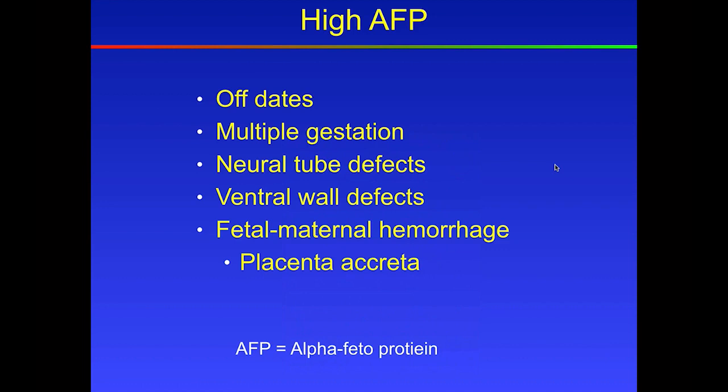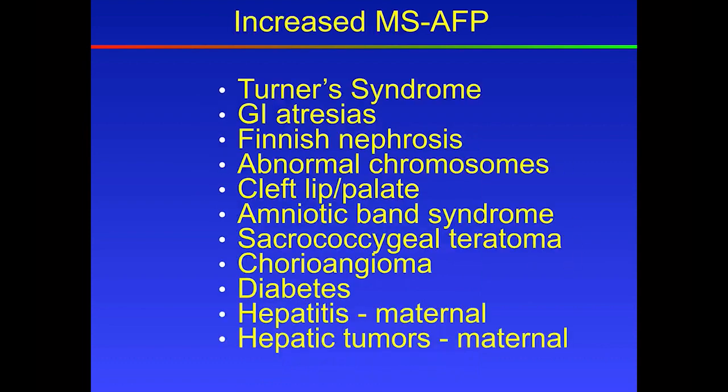And then the most common cause of high AFP is a mixing of blood between mom and baby. So that is a fetal maternal hemorrhage. So if you get any history of bleeding in the pregnancy, then that is often the cause of the high AFP. But you always want to look for placenta accreta as the cause of mixing of blood leading to a high AFP, because it is a life-threatening disease for mom and they can have significant bleeding at delivery.